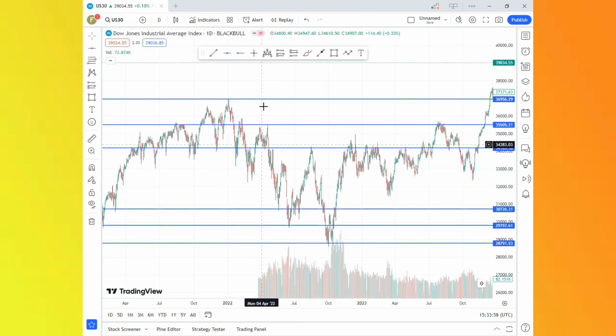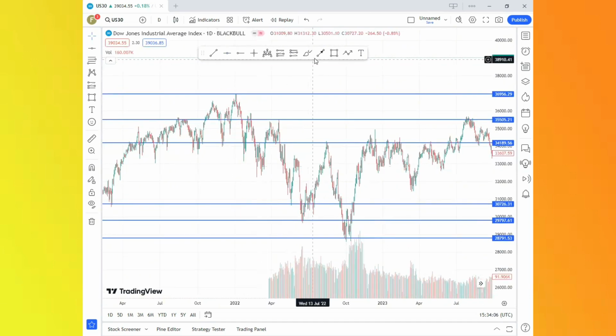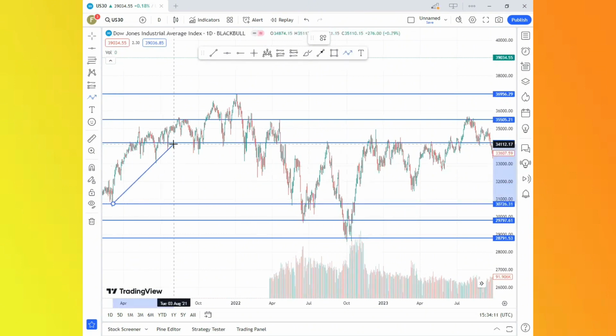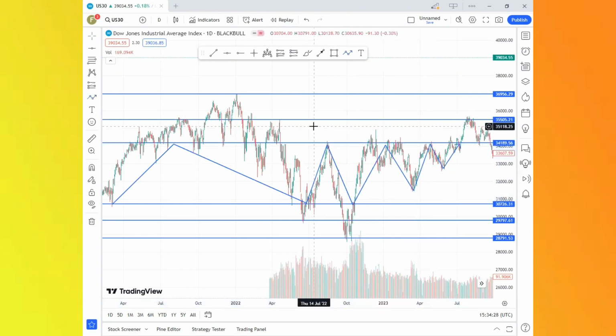Seeing that we have 3 tops and 3 bottoms, what this means is that we have a much broader move from here to here, here to here, before shooting to the upside, respecting our move. So we can see that this is our largest playground and this is our smallest playground.